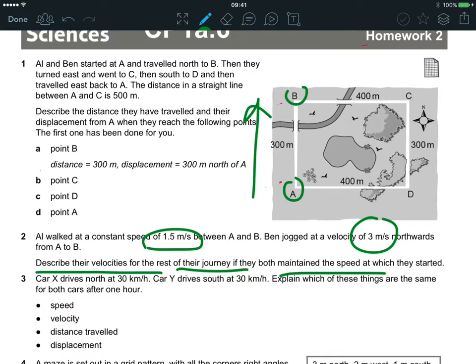This is a little bit like the circular motion, where you've got the same magnitude all the way around, but your direction is changing, so therefore your velocity is changing. It's a little bit like that.